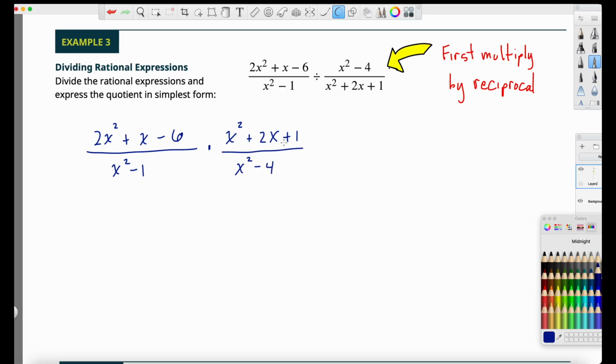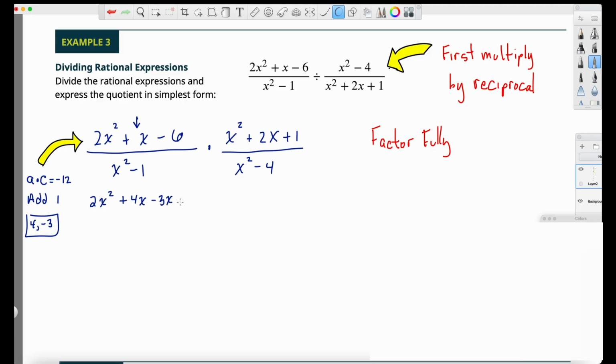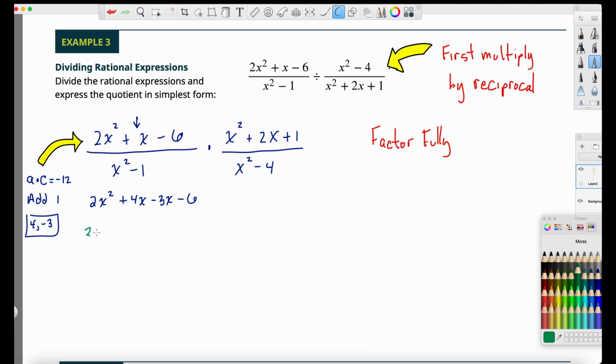Next step, we're going to fully factor all the polynomials we can. So this first one here, we have an a term that's 2, so I'm going to multiply a times c and then figure out what are the factors of negative 12 that add to 1. And we could do a whole tree, but it's going to be 4 and negative 3. So now I'm going to group this so that I can then factor it.